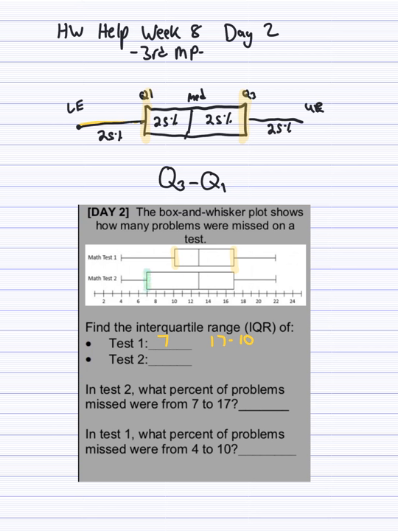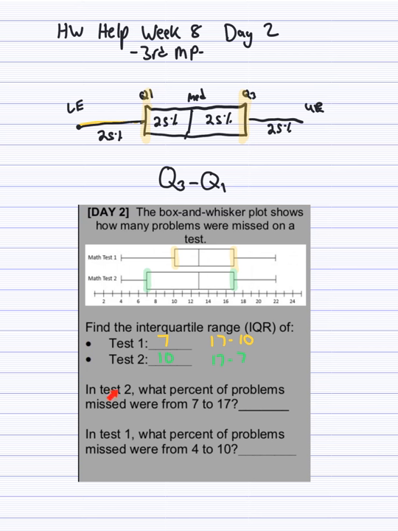In test 2, Q1 is right here and Q3 is right here. So it looks to me like Q3 is 17 and Q1 is 7. And 17 minus 7 is 10. All right, now for the next question.